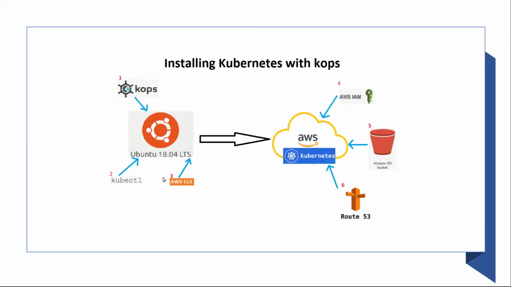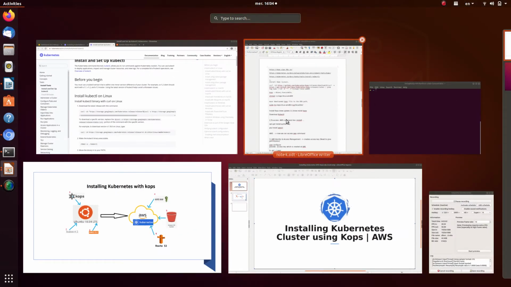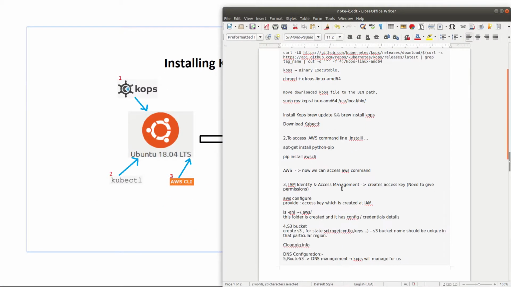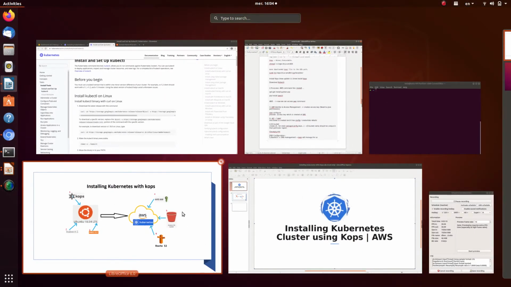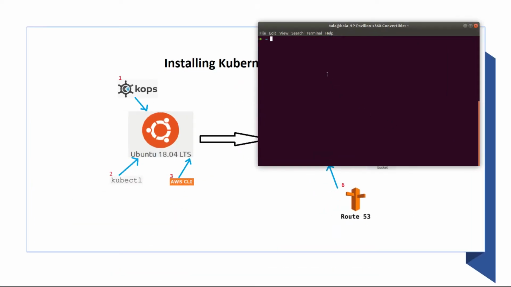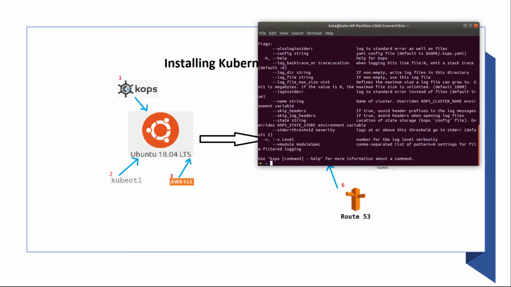Moving back to the slide, we need to check whether we have installed the AWS CLI. For installing the AWS CLI, you can check here. Okay, I will just confirm whether I have these three components in my system. Let's check Kops.